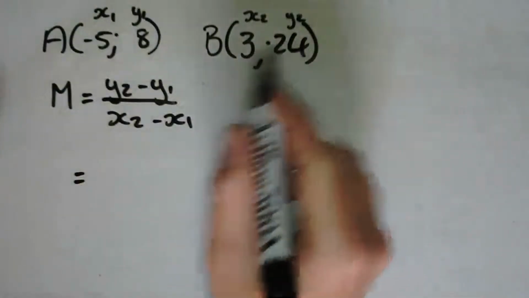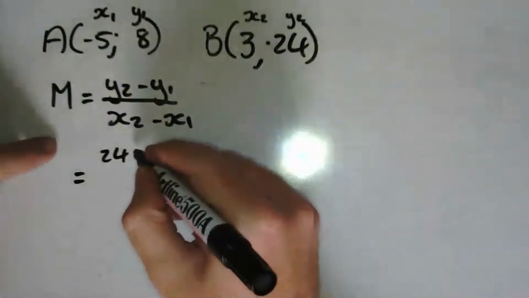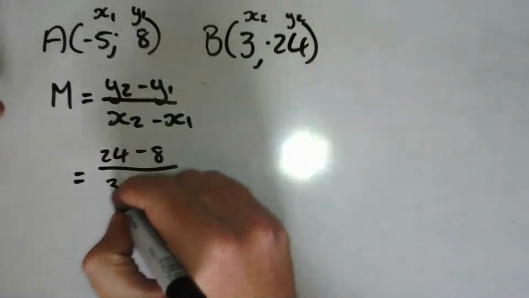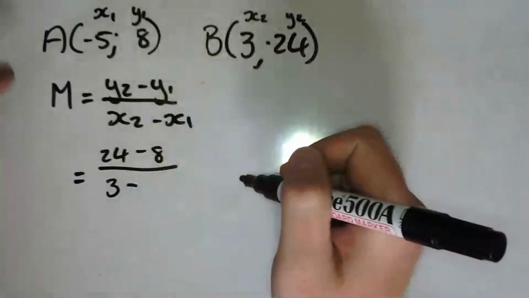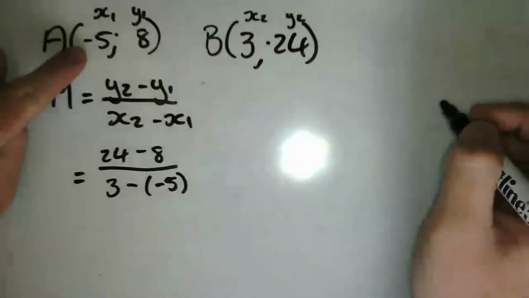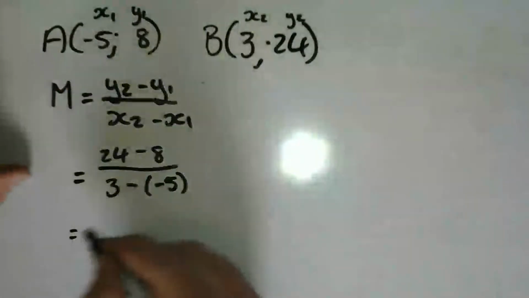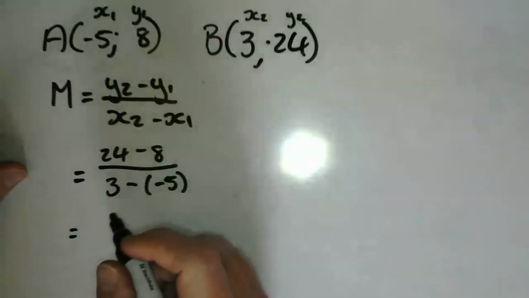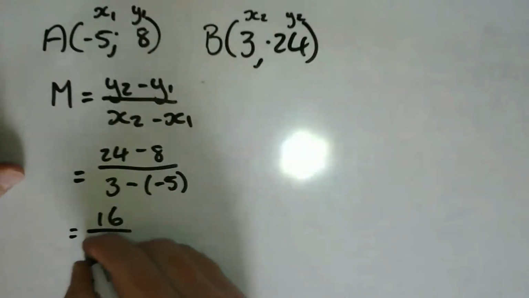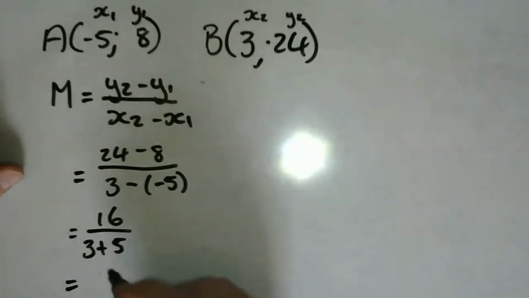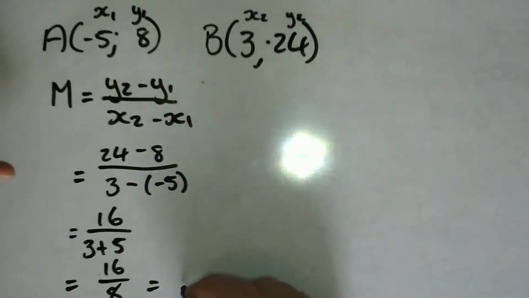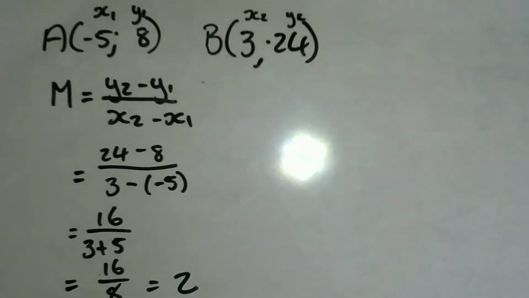What I'm going to do then is say 24, which is y2, minus 8 over 3 minus, remember you need to bring the negative down. And then x1 is negative, so you need to put it in a bracket. Otherwise, if you don't do sign change, you are messing up your question. So 24 minus 8 should give me a total of 16. Negative and a negative should give me a positive. So I have 3 plus 5. So I'll have 16 over 8. Therefore, my final answer, or my gradient, is equal to 2. And we have solved the gradient.